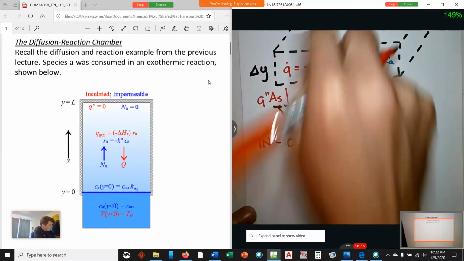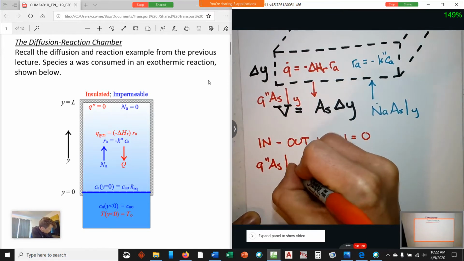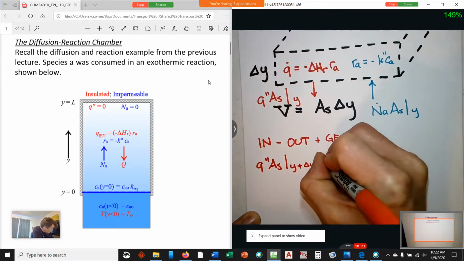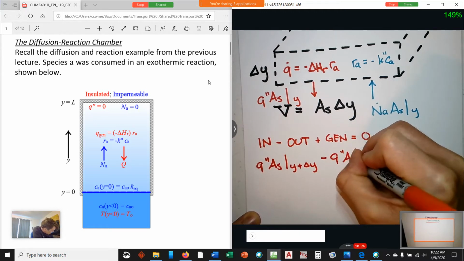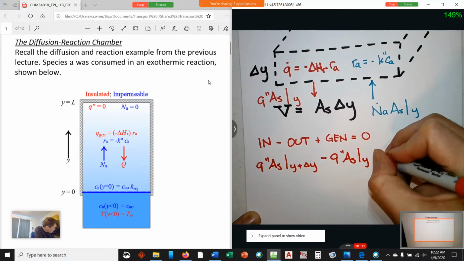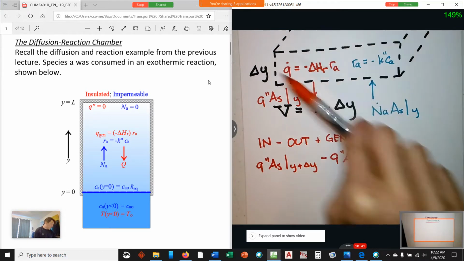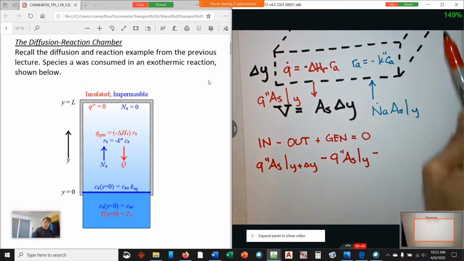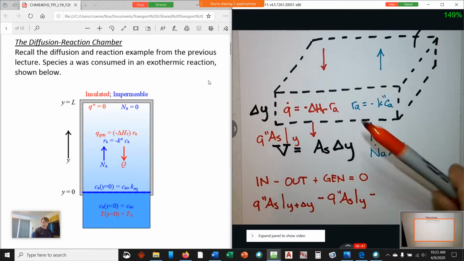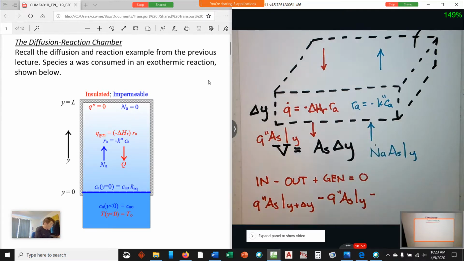So into our system, Q double prime AS evaluated at Y plus delta Y minus Q double prime AS evaluated at Y. We can write this, let's write it as a minus. We know it's going to be a minus here. The heat of reaction times the reaction rate. We need to multiply each of these by the actual volume of this control volume because this reaction happens over this entire volume, so we multiply each of these by the volume.